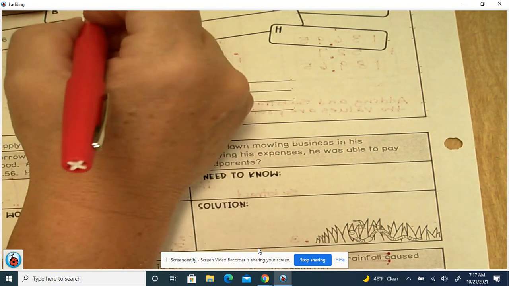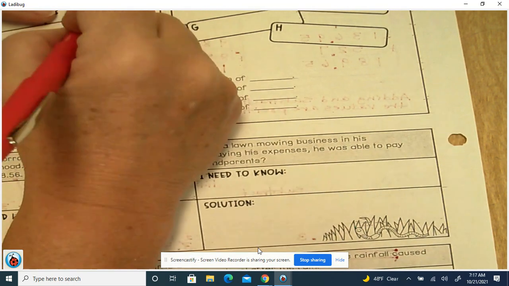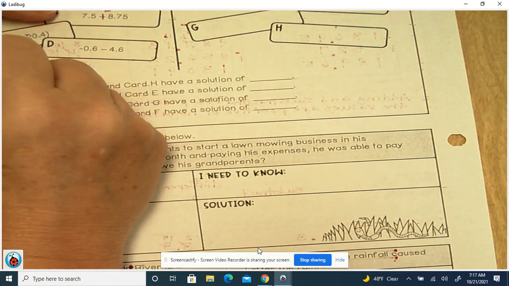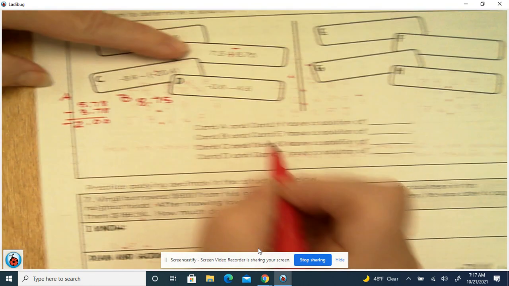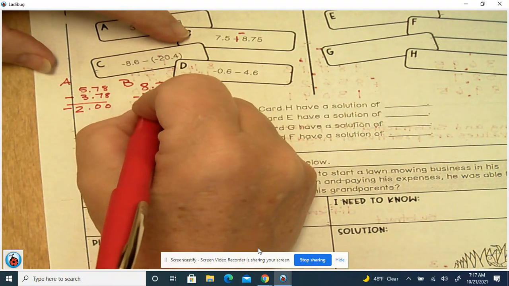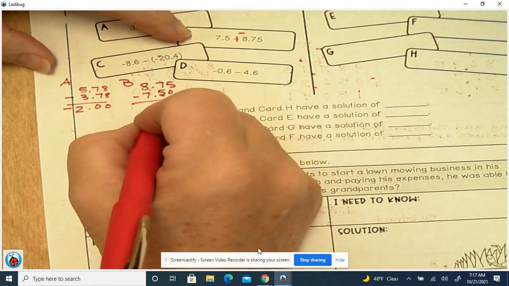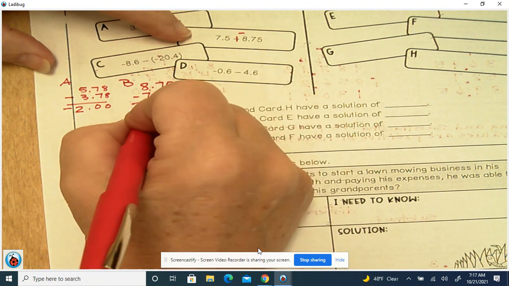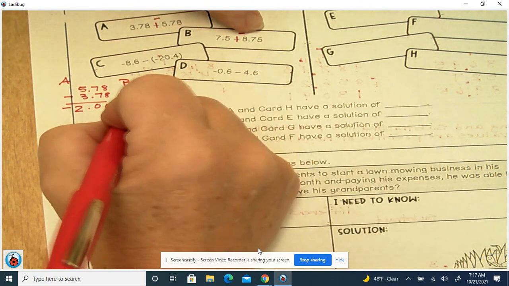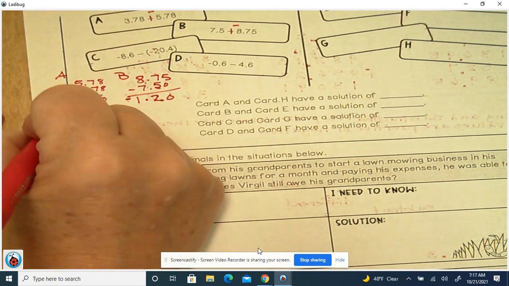Okay. B, this is A. B, we have change the minus to a plus, change the sign of next. They're different, so we're going to subtract. 8.75, sorry guys, there you go. 8.75 minus 7.5. 5 minus 0, 0. 7 minus 5 is 2. Decimal 8 minus 7 is 1. That's also a negative because 8.75 has the largest absolute value.